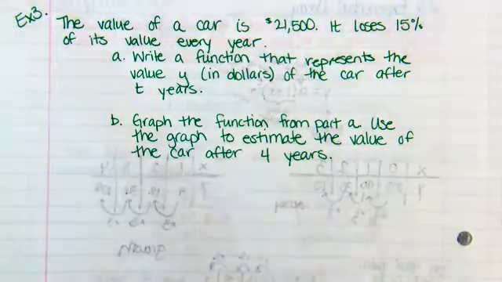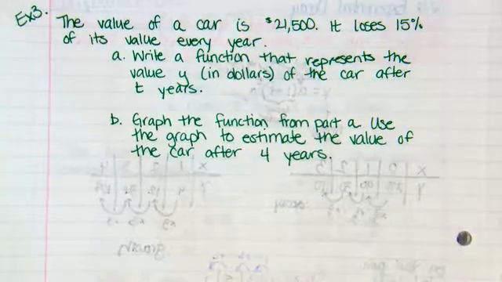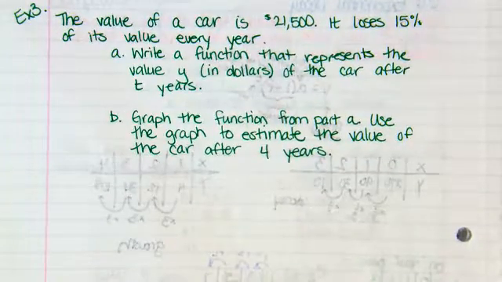Here's another story problem where we're not actually given the equation, so we're going to have to come up with the formula. So the value of a car is $21,500. It loses 15% of its value every year. We need to, A, write a function that represents the value, y, in dollars of the car after t years, and then we need to graph the function from part A and use that graph to estimate the value of the car after 4 years.